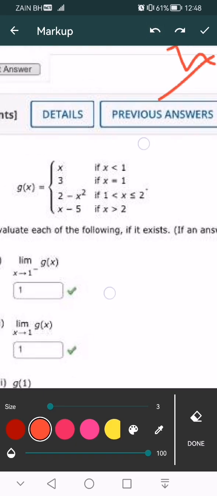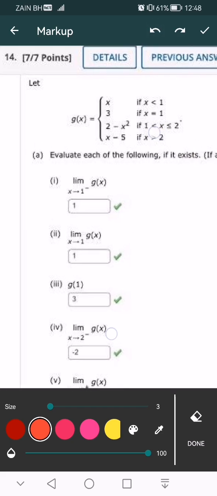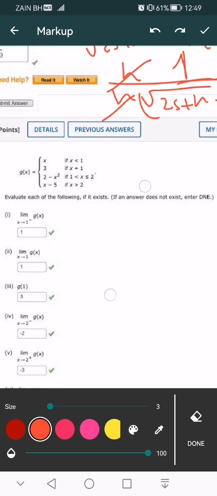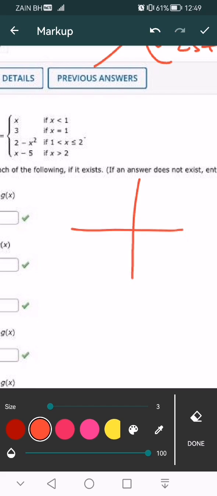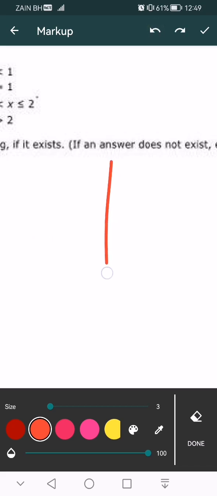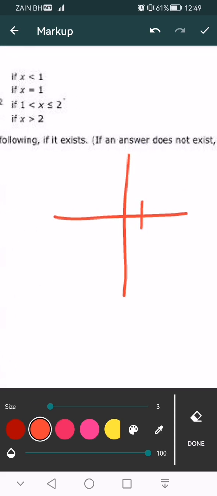Now let us go through the question and solve it. They say limit x goes to 1 from the left side. What does left side mean? I will draw this again. I have to make something simple for me so that I will understand. My value is here, 1.